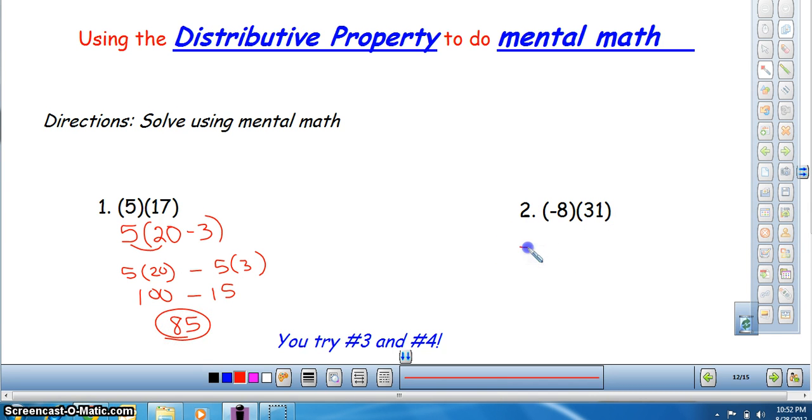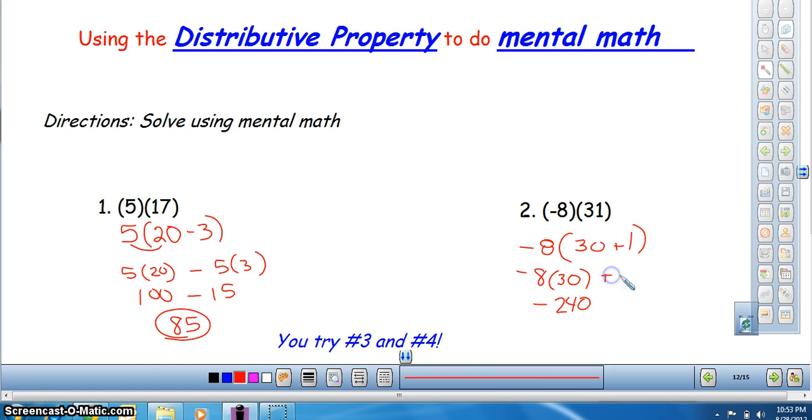Negative 8 times 31. Again, 31 is very close to 30, so 30 plus 1. Again, if we know our multiplication facts, we're going to take negative 8 times 30. 8 times 3 is 24. This will give us a negative 240.